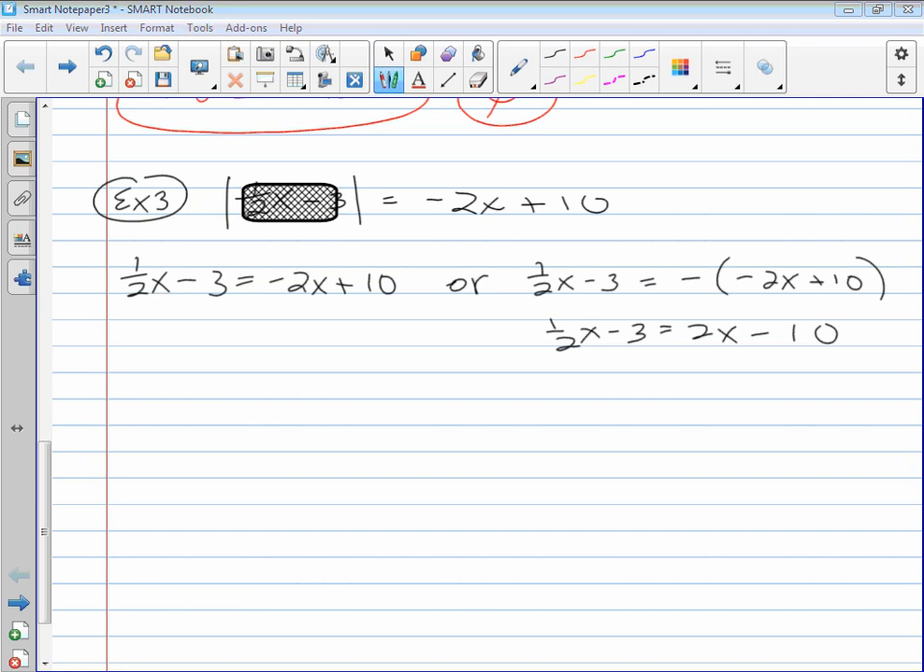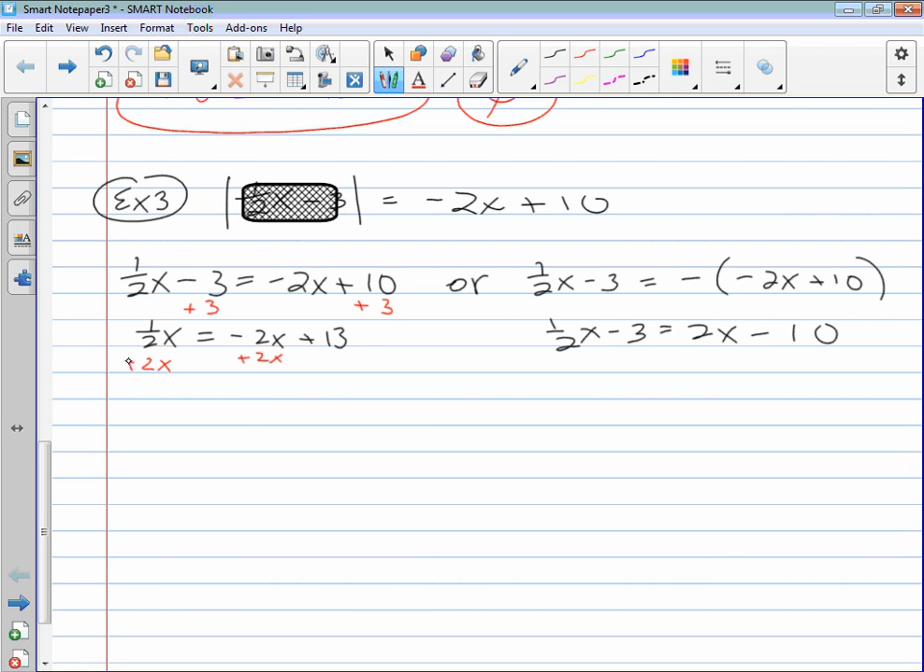Alright, Francisca, break it down for us. What did you do first? So I added three to both sides. Sure. And then what'd you get? Then I ended up with 1 half x equals negative 2x plus 13. Mm-hmm. Then I added 2x to both sides. That sounds great. And ended up with 5 halves x equals 13.